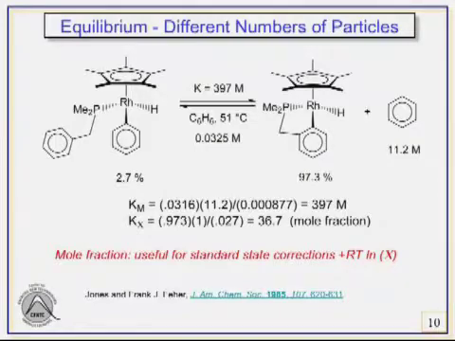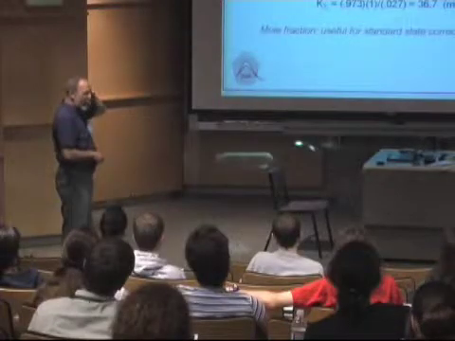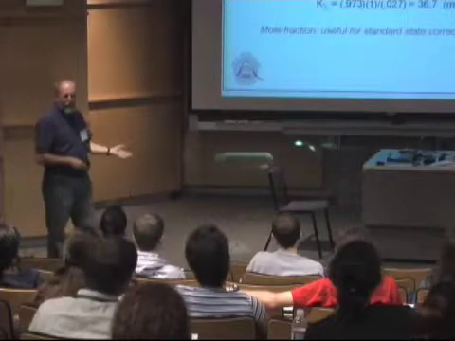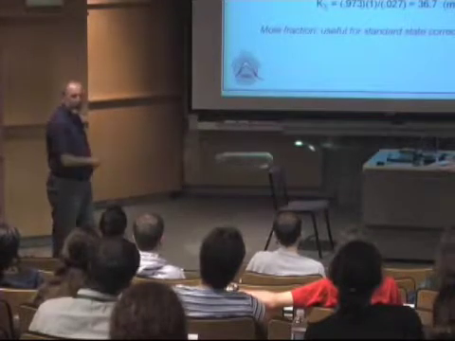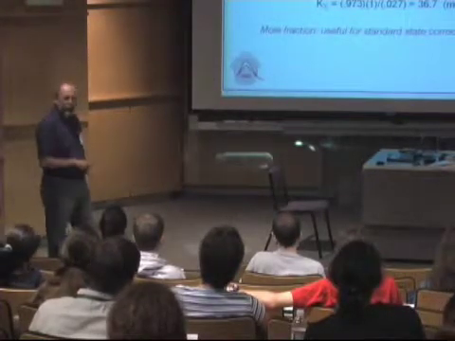So you can write down Km. It's 0.0316 molar that. That's our starting concentration. It's 97% that. 11.2 is the molarity of benzene. And divide by the concentration of the reactant, 2.7% of that. And that's how we get our equilibrium constant. But this is already a pain in the neck, because now you got to know the molarity of your material, not just the ratios of these things.